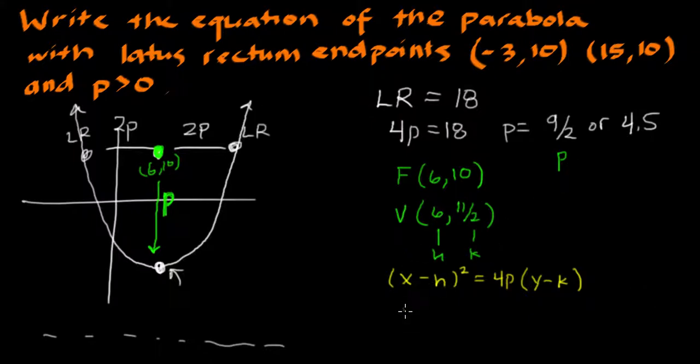So x minus 6 squared is equal to, remember 4p is 18, so 18 times the quantity y minus 11 over 2. And this is the answer to our last problem.